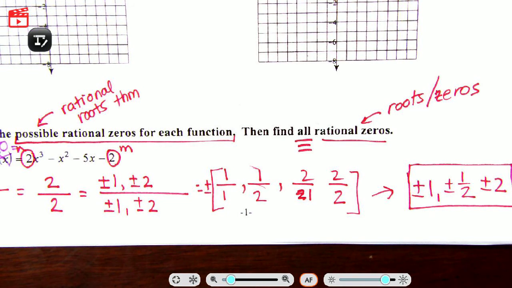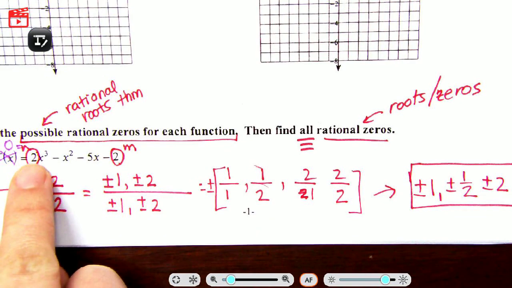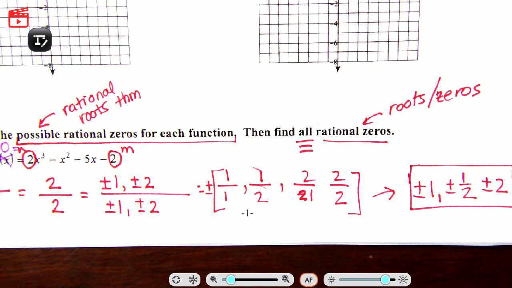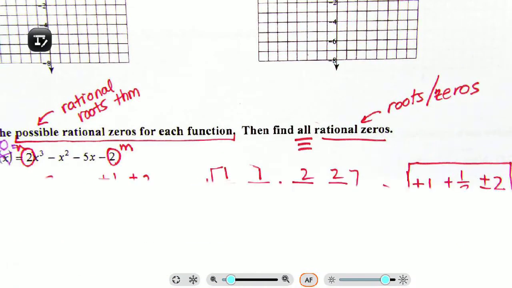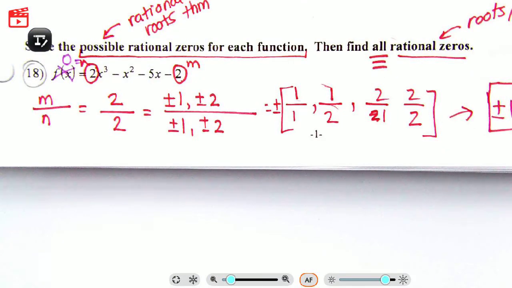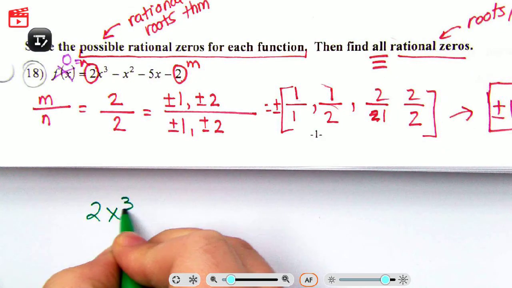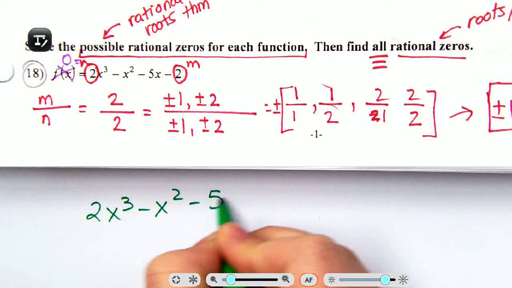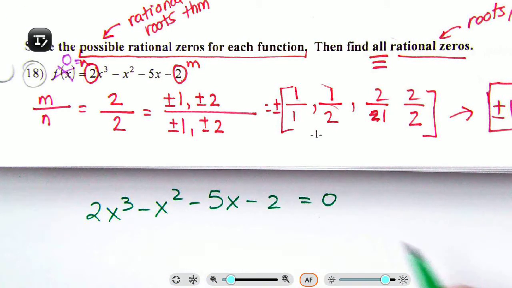So 2 times 1 cubed is 1, so we have 2. Let's write this down so I don't lose track. So I have 2x cubed minus x squared minus 5x minus 2. We want to see which one's equal to 0. So I'm going to plug in 1.